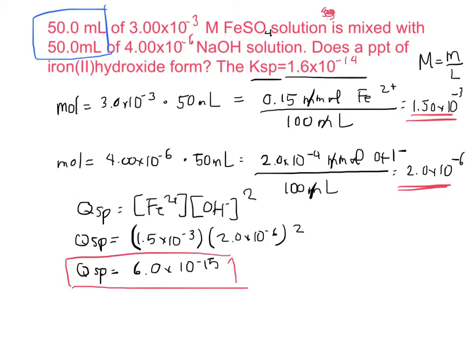So, which one is bigger? QSP, KSP. The KSP is greater than the QSP. So therefore, I'll just write it out. The reaction is going to run towards dissolution. So precipitate will not form.